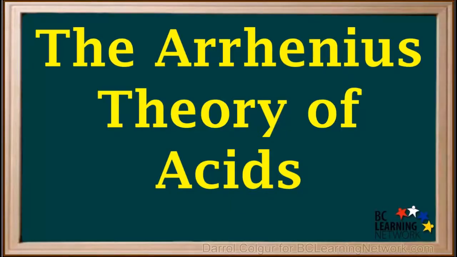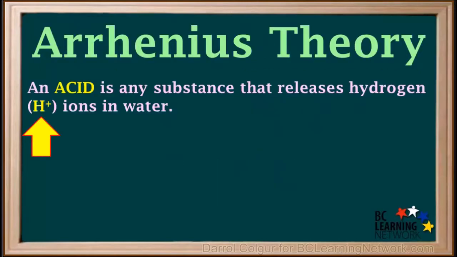Two important theories have been developed to explain the properties of acids, bases, and salts. These are the Arrhenius theory and the Bronsted-Lowry theory. Here we'll look at the Arrhenius theory.